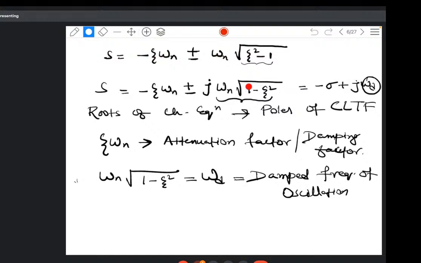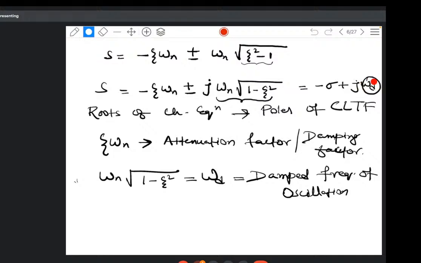So if I put 1 minus zeta square, I take negative common here, so this will be 1 minus zeta square. So for the negative part, j will come, right? The imaginary term will come. So this is finally represented as minus sigma plus minus j omega d, because this term is actually the damped frequency of oscillation. Because I am considering the value of zeta and this is attenuating the oscillation, so definitely a damped frequency of oscillation will come. So this total is represented as omega d, damped frequency of oscillation.